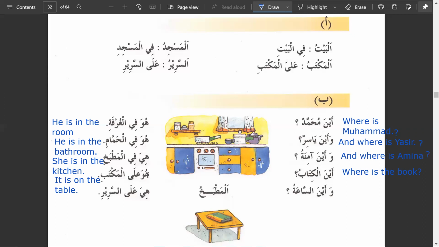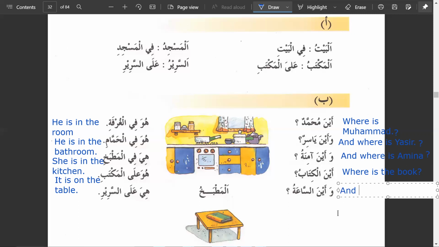Huwa, you can see huwa over here. So the word kitabu, is it masculine or feminine? Kitabu is masculine, because huwa is used over here, right? And what about this one? Wa aina sa'atu? It's feminine. Yeah, mashallah, you are very fast. Let's figure out this sentence first.